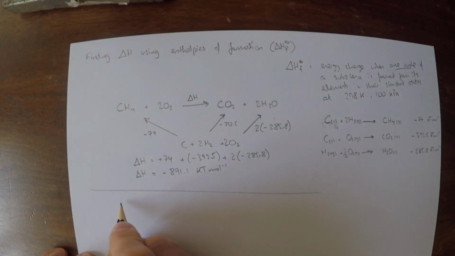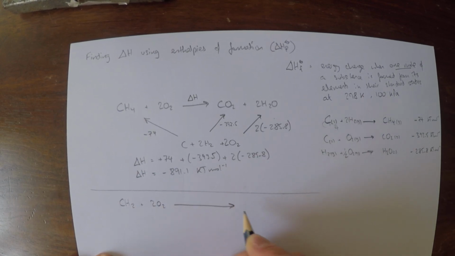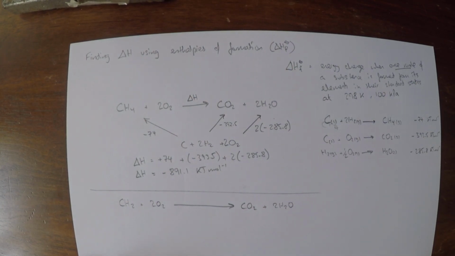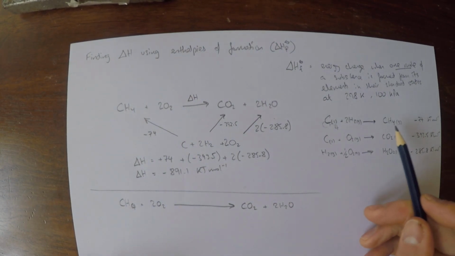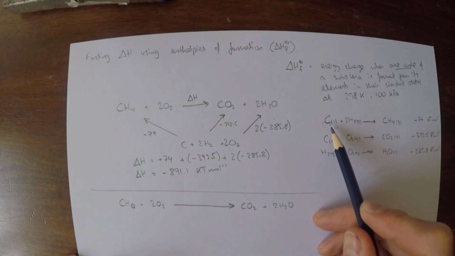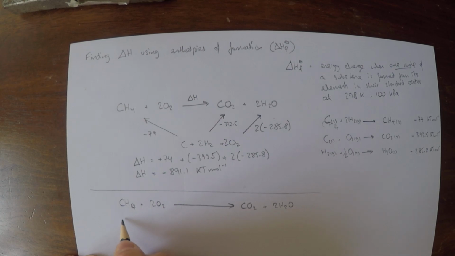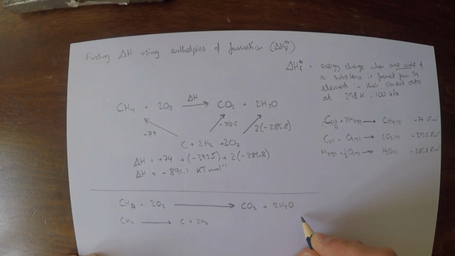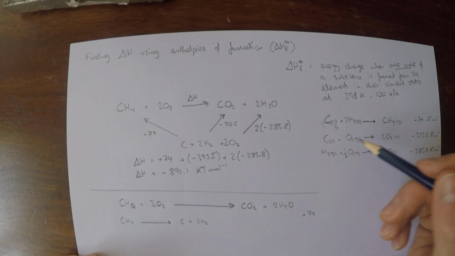The second method we can use to do the same thing is, rather than writing it as an energy cycle, we can simply consider each reaction separately to get from our reagents to our products. The enthalpy of formation of methane involves carbon and hydrogen reacting to form methane. Here we're starting with methane, so we're going to reverse the direction of this reaction and form carbon and hydrogen. That is going to have an energy change of positive 74 kilojoules per mole, since we've reversed the direction of the arrow.